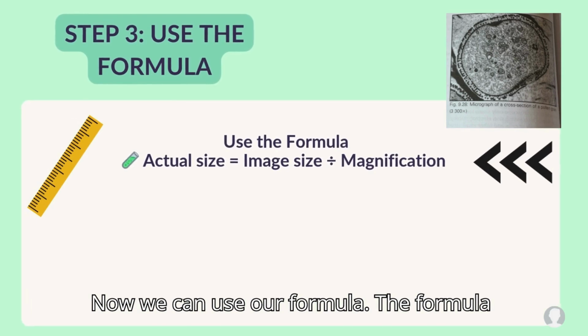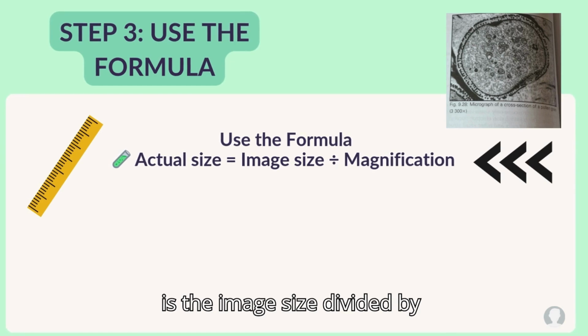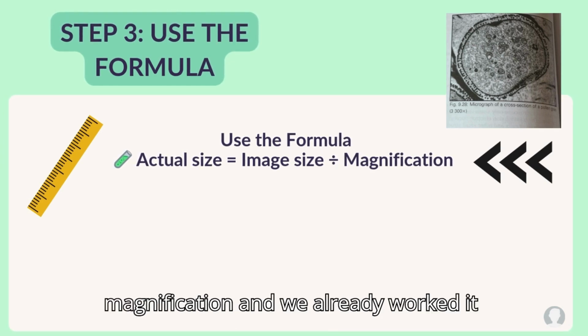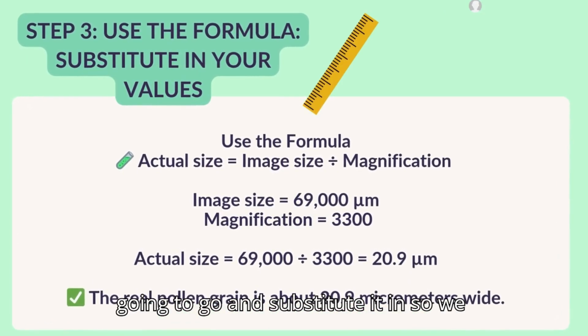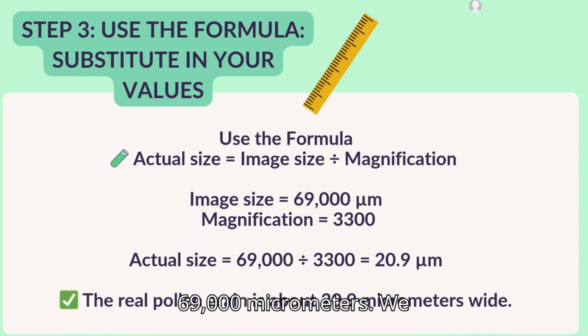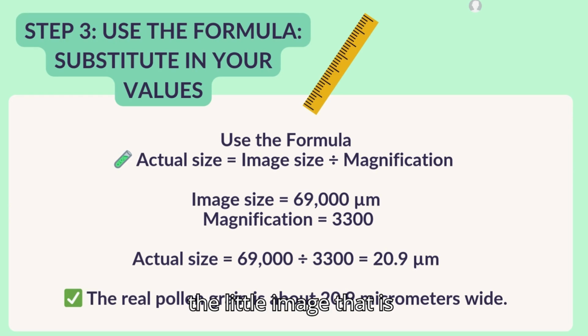Now we can use our formula. The formula to work out the actual size of the cell is the image size divided by magnification. So we just substitute it in. Our image size is 69,000 micrometers. Our magnification, which we found on the image, is 3,300. Actual size equals image size divided by magnification, and there we get it. The real size of a pollen grain is about 20.9 micrometers wide.